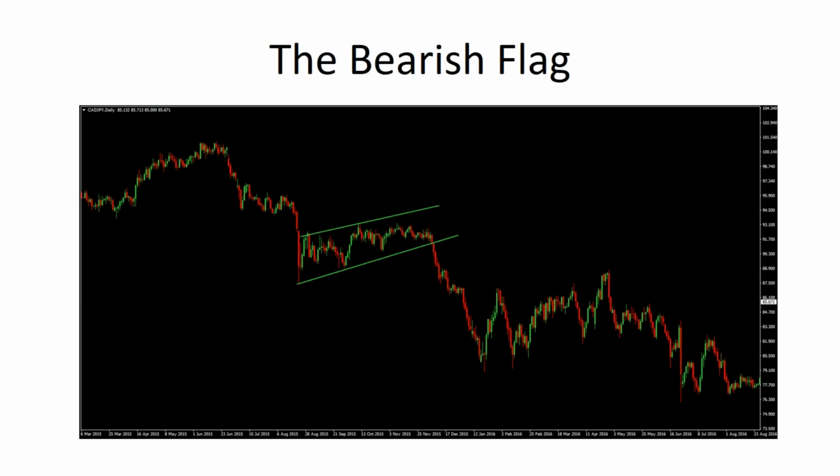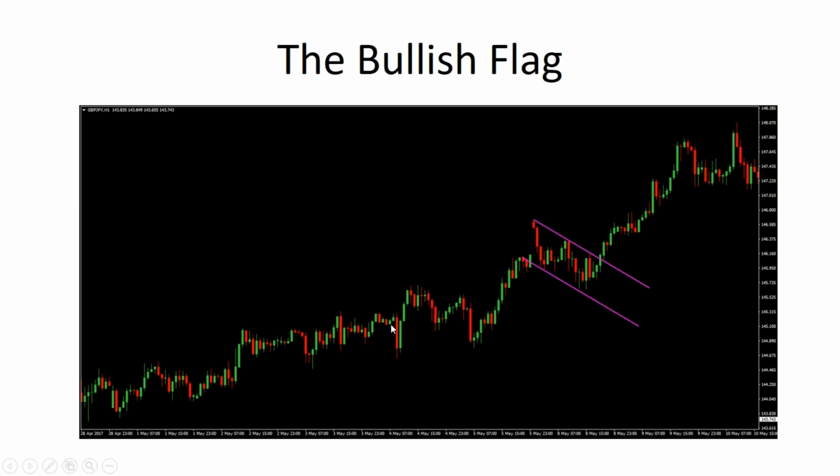Now again, as with the wedging pattern, there is a counter pattern. So this is the bearish version of the pattern, and then we also have the bullish flag. You can see here again, the exact same principles apply to the pattern, except this time we're trading in the opposite direction. So we've got a bullish market with price trending higher, putting in higher highs and higher lows, before at this point here we start to get this correction lower.